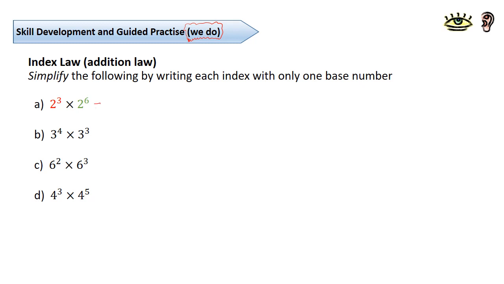And welcome back. So we know that we can apply the index addition law because our bases are the same. So our base is 2, and we are going to add our powers together. So I get 2, 3 plus 6 is 9, 2 to the power of 9. Bases are both 3, so we can use our rule. 4 plus 3. Good to go. Bases are both 6, so we're fine. 2 plus 3 is 5, 6 to the power of 5. 4, 3 plus 5. Okay, that easy.